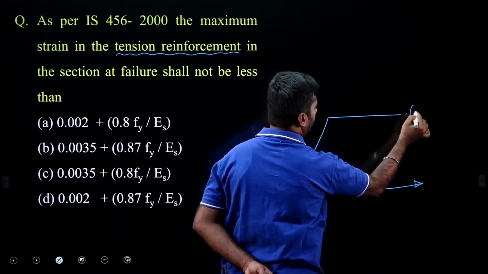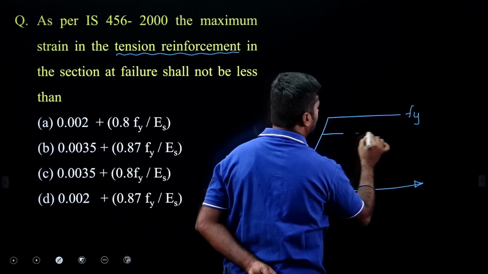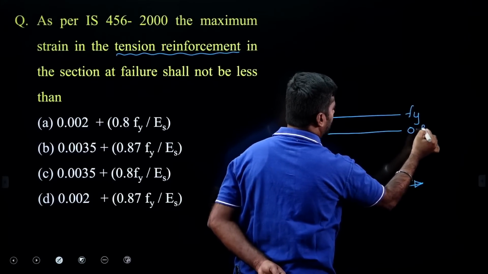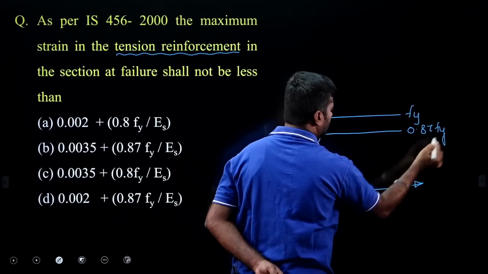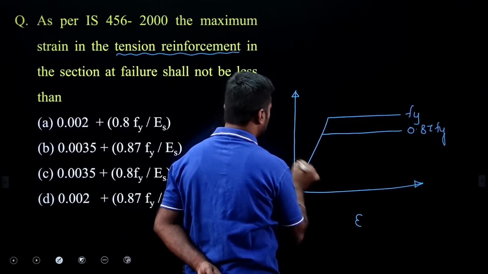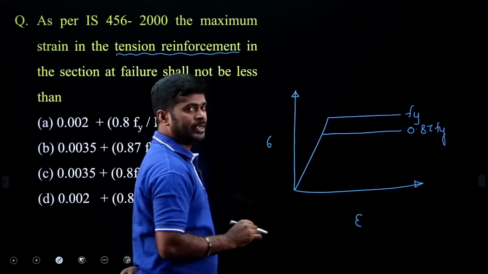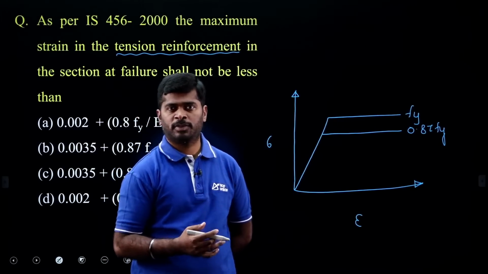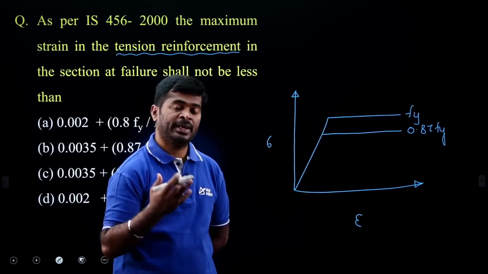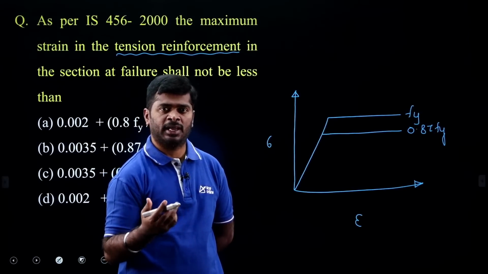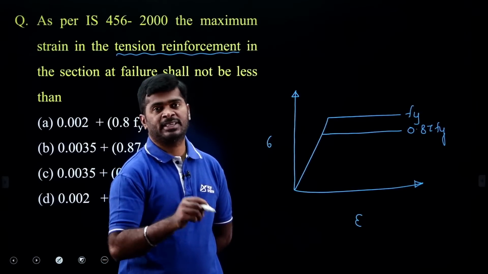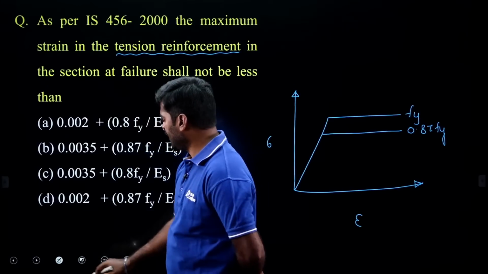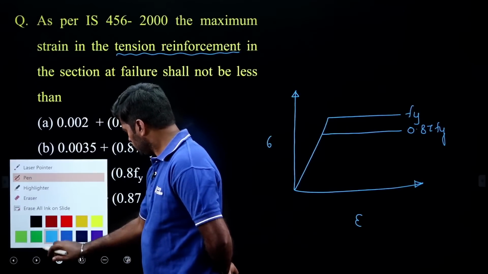For the steel, it is Fy and the design curve is 0.87 Fy. It is for CTD bars, the stress strain curve recommended for CTD bars, cold twisted deformed bars. For any deformed bar, identifying the yield point is highly difficult. That is why the IS code recommended one procedure to select the yield point. How?